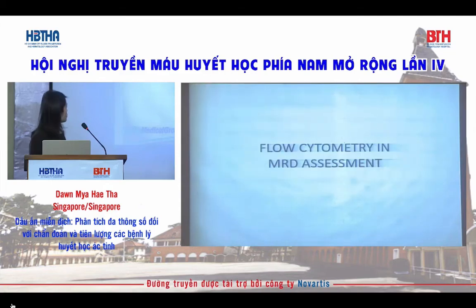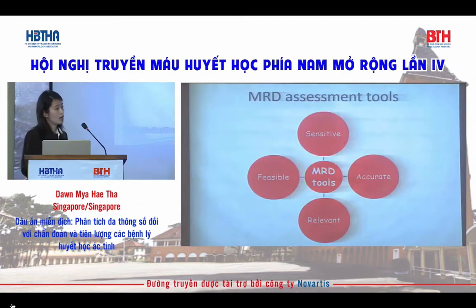So now we'll move on to the last part of my presentation, which is the role of flow cytometry in MRD assessment. An MRD assessment tool should be sensitive, accurate, and at the same time, it should be feasible for almost all the laboratories and clinically relevant.